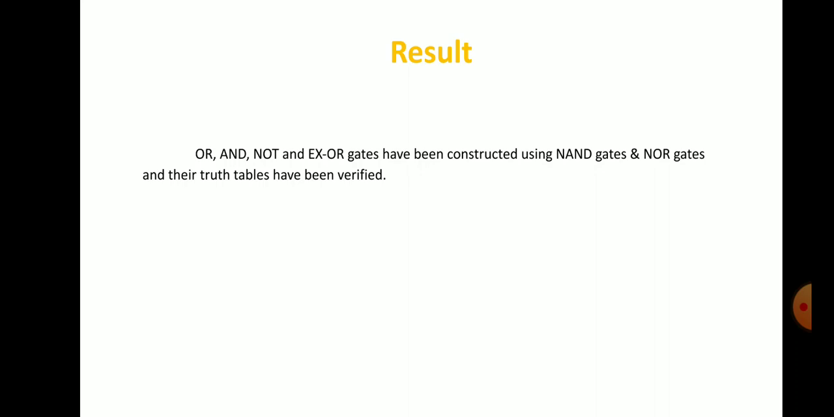So, now what we have done? We have constructed various basic gates such as OR gate, AND gate, NOT gate and XOR gate using universal gates such as NAND gate and NOR gate, and also we have verified their truth tables. With this PowerPoint, there is one more additional video connected. In it, how we have to connect over the breadboard and how to check is given, just go through it.